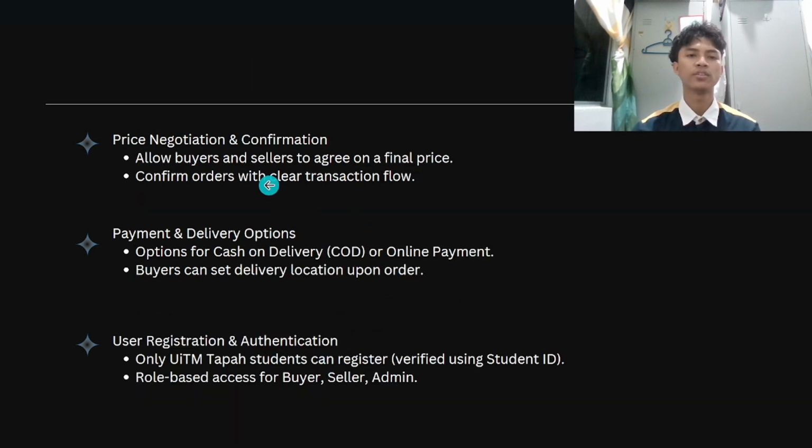Next is price negotiation and confirmation. Allow buyer and seller to agree on a final price and confirm a clear transaction flow. The next is payment and delivery options. Options for cash on delivery or online payment. Buyers can set delivery location upon order.